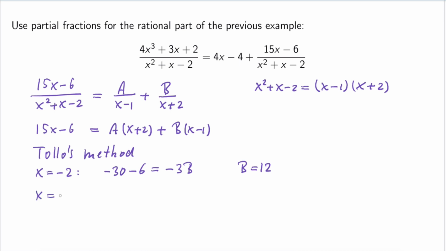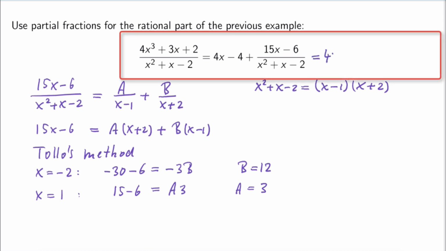And then we sub in x is equal to 1. Then on the left we get 15 minus 6, and on the right we get the a term, a times 3, the b term vanishes, and we find a is equal to, on the left we have a 9, divided by 3 is 3, so a is equal to 3. So then we can go up here and continue writing this to be 4x minus 4. This is unchanged, but the rational function now becomes a divided by x minus 1, and a is 3, plus b divided by x plus 2, which is 12.